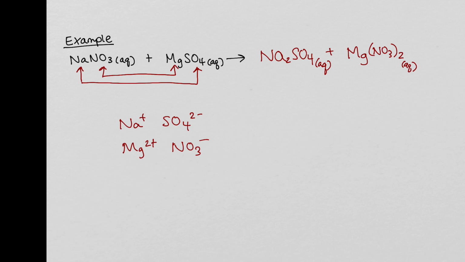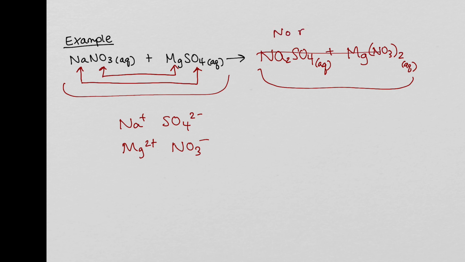So here, if I have a bunch of ions dissolved in solution, and then nothing happens, I go on this side, I still have just a bunch of ions dissolved in solution, I didn't form any solid, liquid, gas or anything like that, then I don't even have a reaction. Nothing happened here. So I would write no reaction, and mixing sodium nitrate and magnesium sulfate would not produce any result.